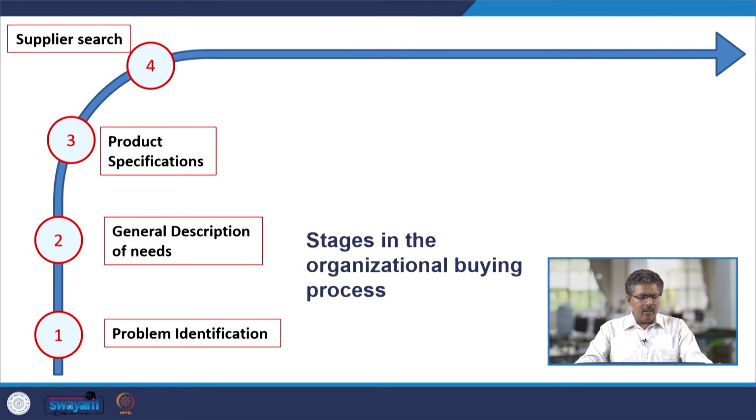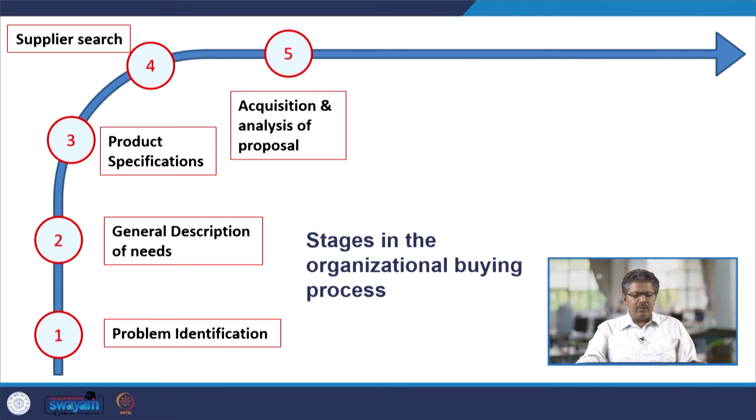The fourth step, once you have identified the need and noted the product specifications, is to go for a supplier search. Now you will look for different vendors and suppliers who can help you in getting your job done.